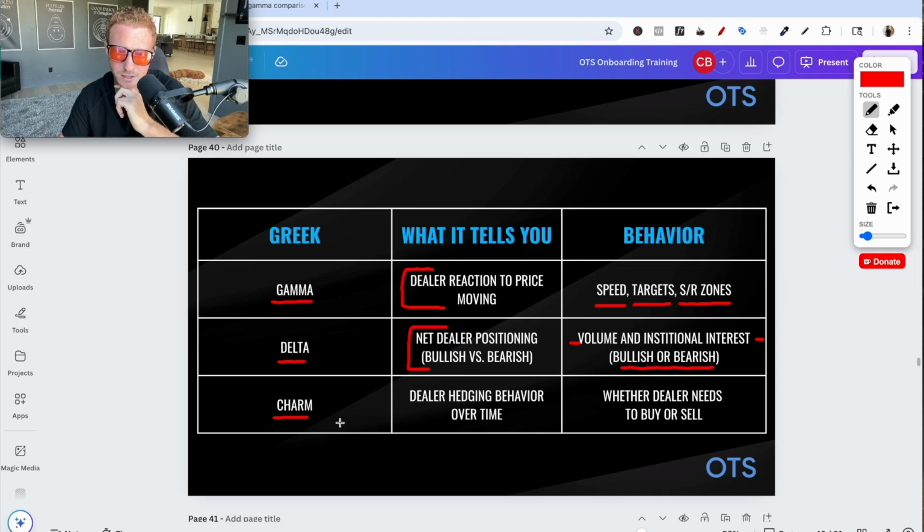Charm, the next thing here, is the dealer hedging behavior over time. Remember, this is time decay in the options market. So what does this mean when it comes to the actual chart? Well, this means whether dealers need to buy or sell and how aggressively they need to buy or sell, based on the height of the charm bars and if it's increasing or decreasing.